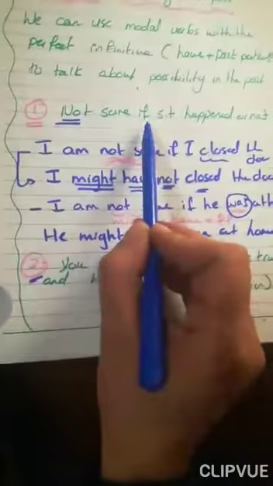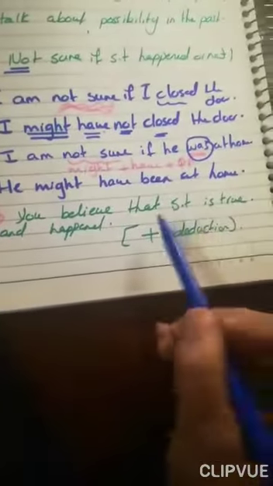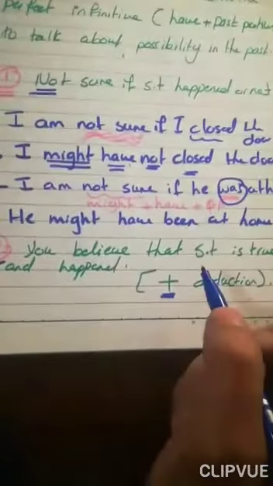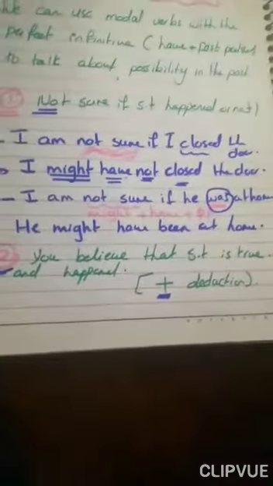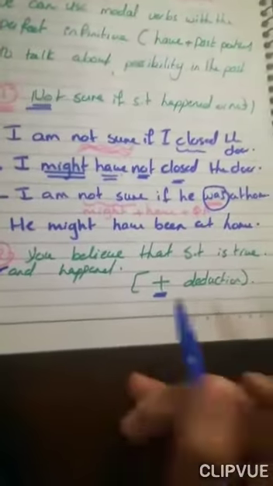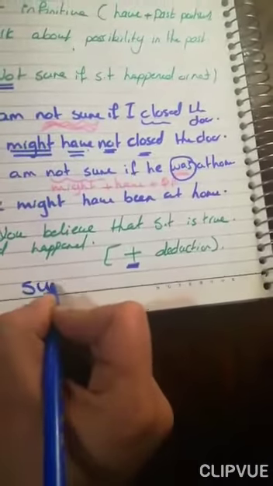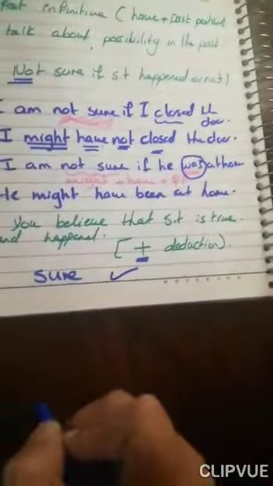Now we're done with the first group, when you're not sure about something in the past, whether it happened or not. The second group is when you believe that something is true and happened. We call it positive deduction, and in the scientific and literary streams we have taken this grammatical structure, so it's a kind of revision for you. It means when you are sure of something positive, something that happened, I'll use must.